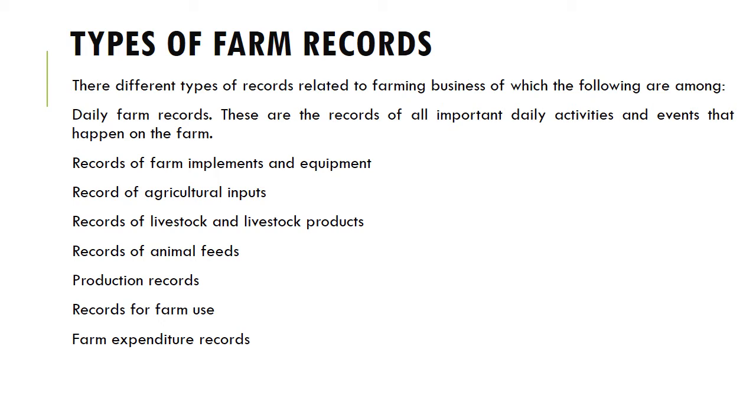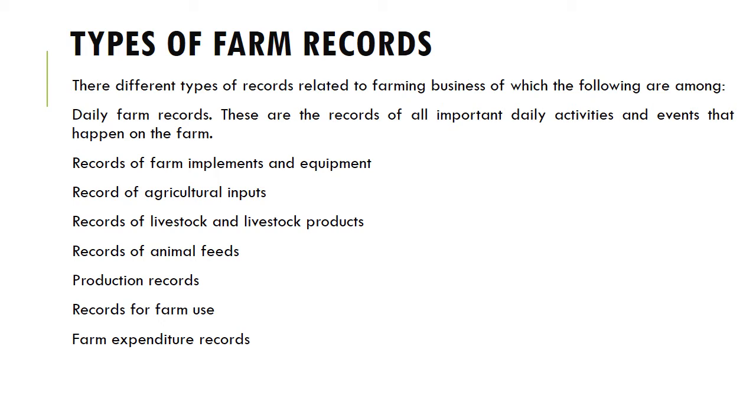The other thing is the record of farm implements and equipment. We also have record of agricultural inputs, record of livestock products. Then we have record of animal feeds, production records, record for farm use and farm expenditure records.